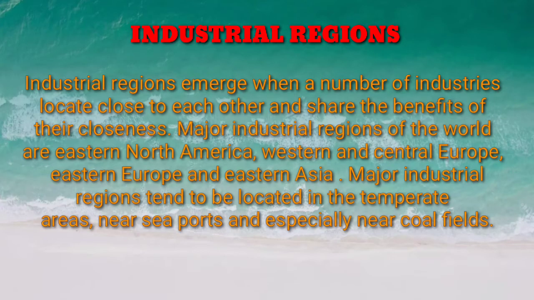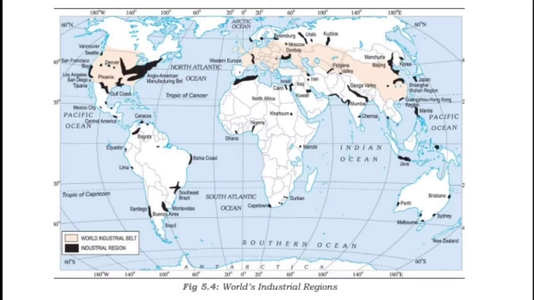What do you mean by industrial regions? Industrial regions emerge when a number of industries locate close to each other and share the benefits of their closeness. Major industrial regions of the world are Eastern North America, Western and Central Europe, Eastern Europe and Eastern Asia. Major industrial regions tend to be located in the temperate areas near seaports and especially near coal fields. World's industrial regions are shown in the figure.